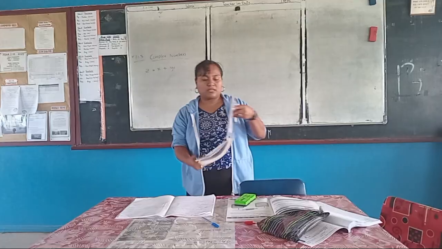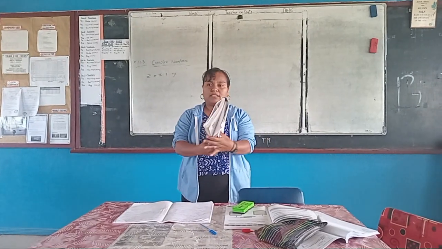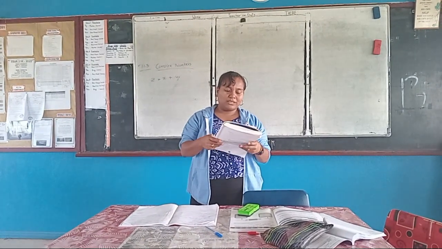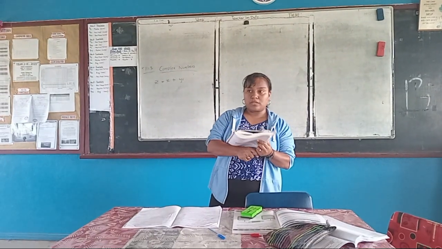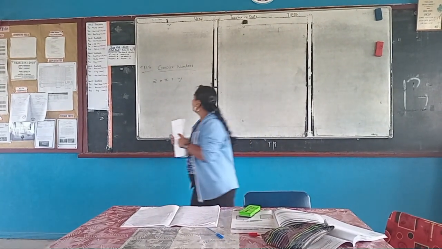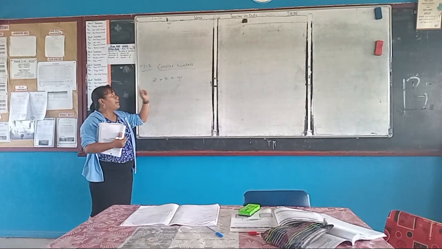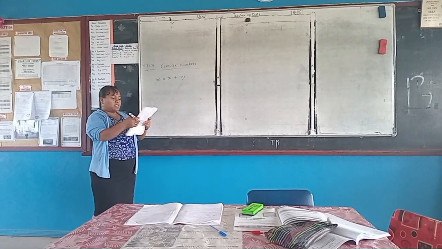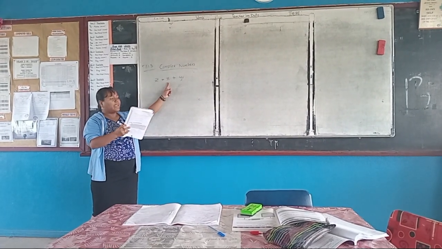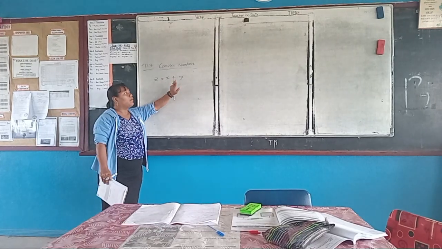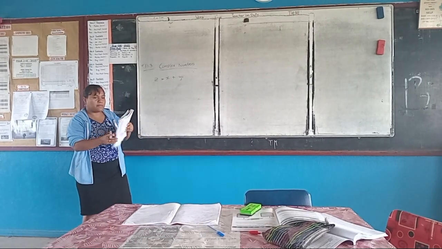This morning we'll be discussing parts of complex numbers. What are the parts of complex numbers? As written on the board, Z represents a complex number. X is the real number. Y is the imaginary unit.